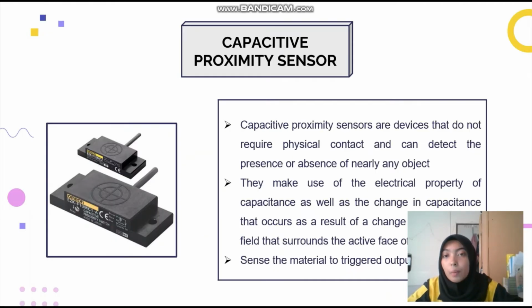After that, the capacitive proximity sensor. Capacitive proximity sensors are devices that do not require physical contact and can detect the presence or absence of nearly any object. They make use of the electrical property of capacitance, as well as the change in capacitance that occurs as a result of a change in the electrical field that surrounds the active face of the sensor. Then it sends the signal to trigger the output conveyor.